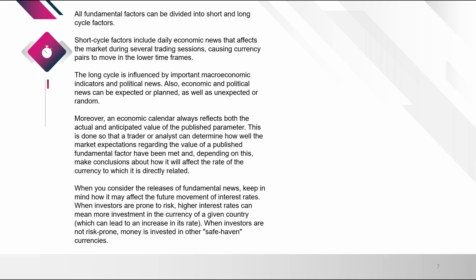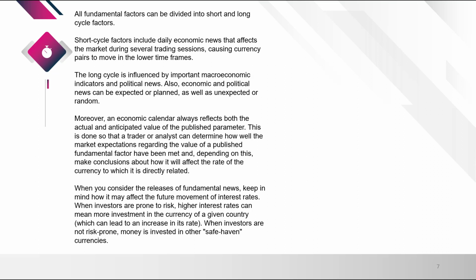This is done so that a trader or analyst can determine how well the market expectations regarding the value of a published fundamental factor have been met, and, depending on this, make conclusions about how it will affect the rate of the currency to which it is directly related.